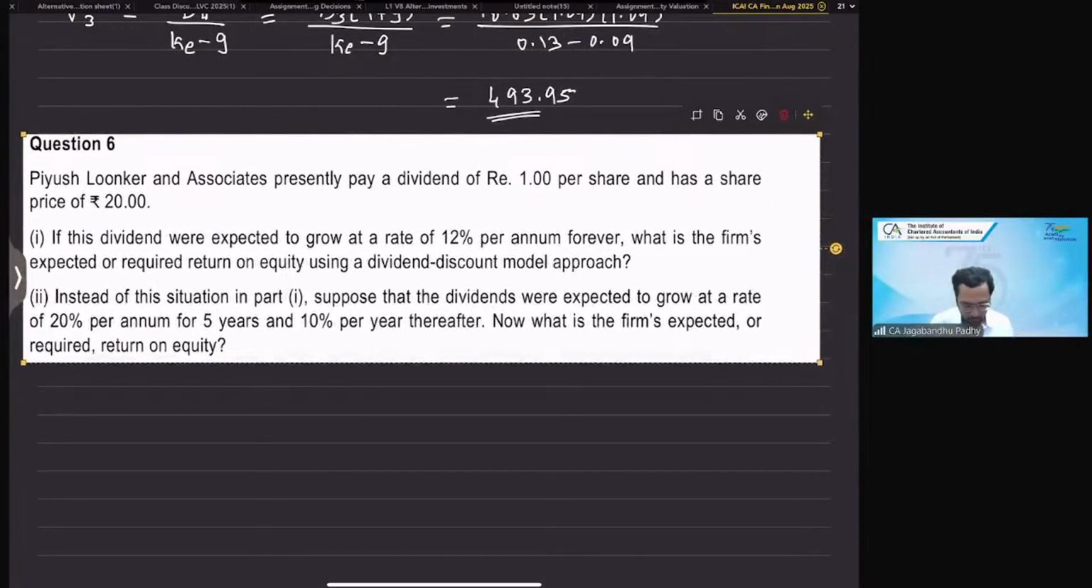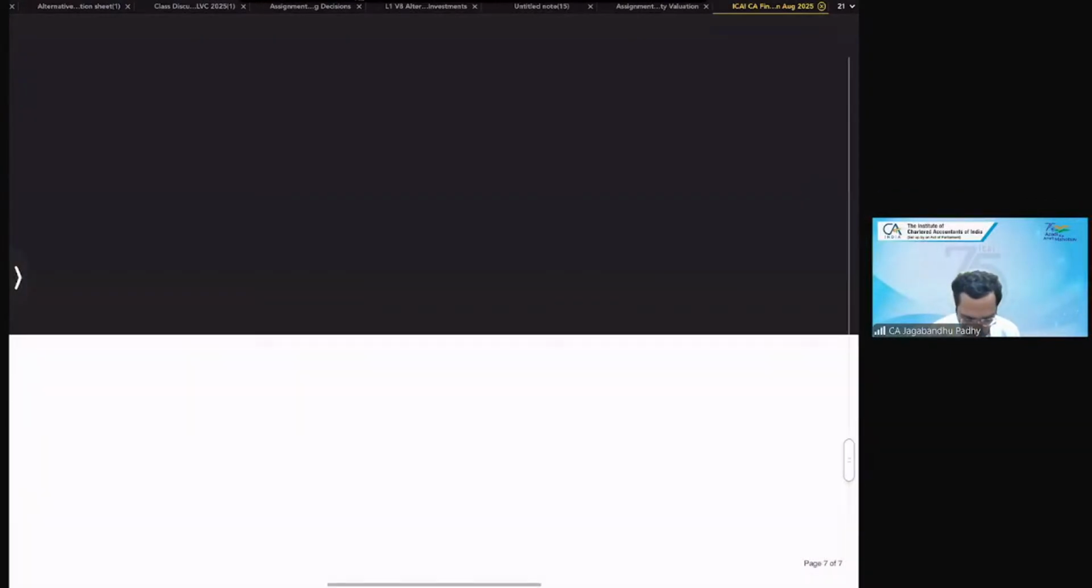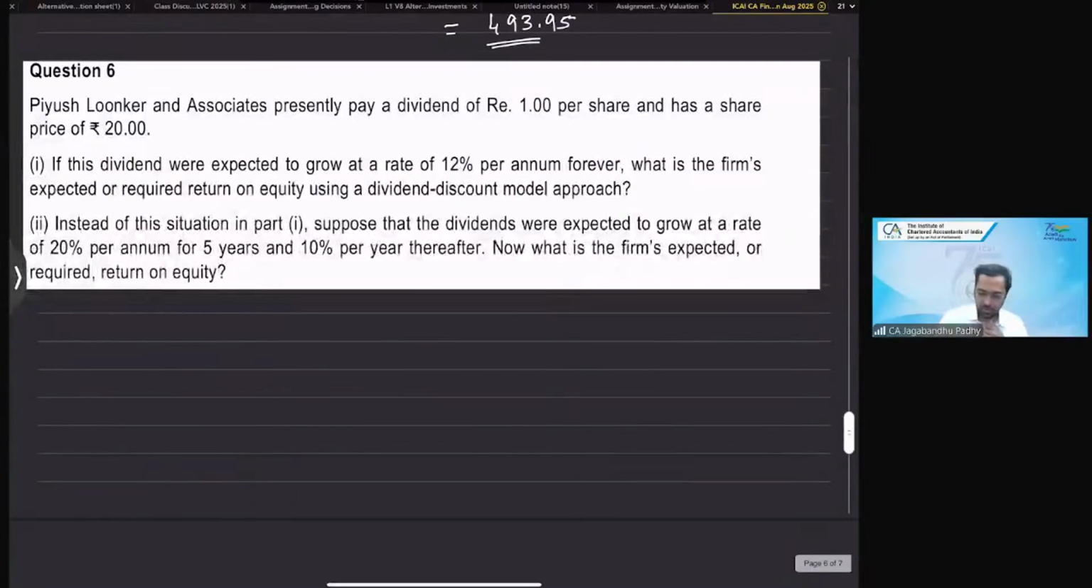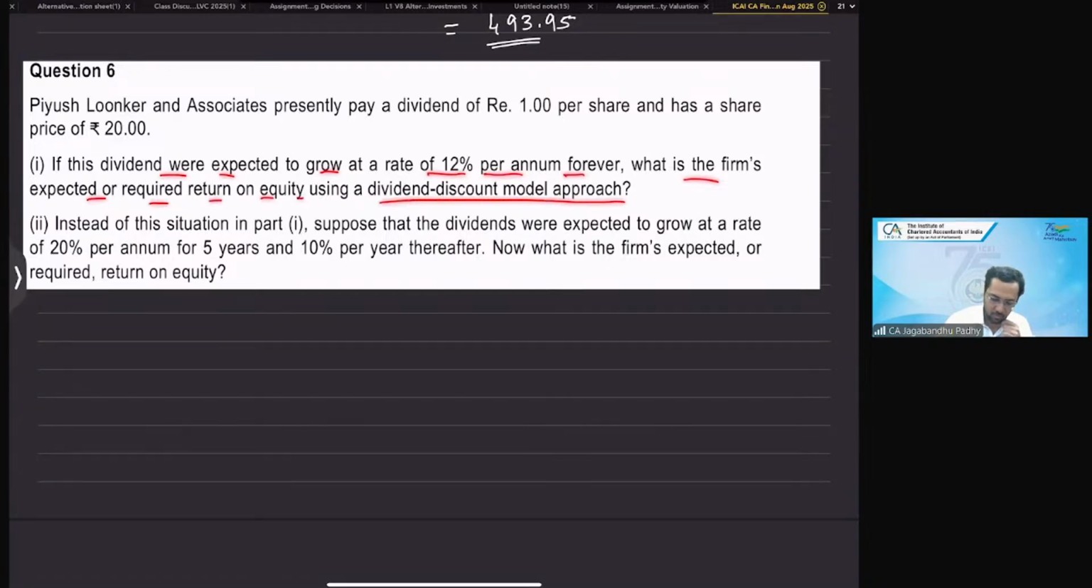So here we have Piyush Lunkar and Associates. It's a company which is paying a dividend of 1 rupee per share and has a share price of rupees 20. If this dividend is expected to grow at 12% per annum forever, what is the firm's expected or required return on equity using the dividend discount model? So we have the price given to us and we want to know the return on equity using the dividend discount model.